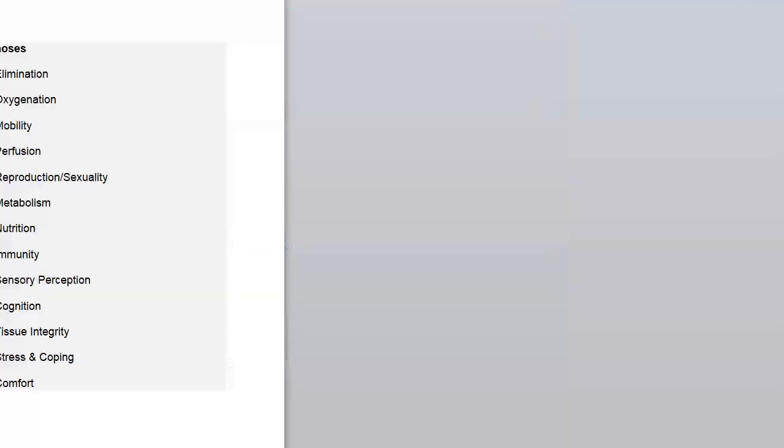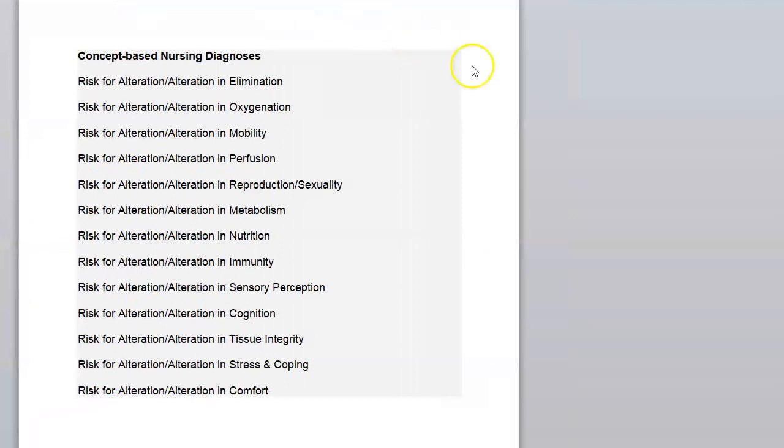And I wanted to show you too that what we provided in the syllabus are some of the possible concept-based nursing diagnoses that you may see with your patients. And for right now, being just in Nursing 121, you might see risk for alteration or alteration and elimination, or any of the concepts that we're going to talk about with Nursing 121, and these are in your syllabus. So I just wanted to kind of point that out to you.